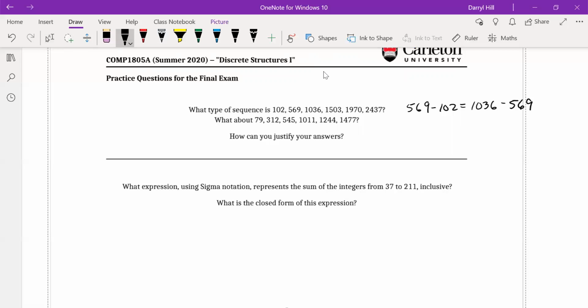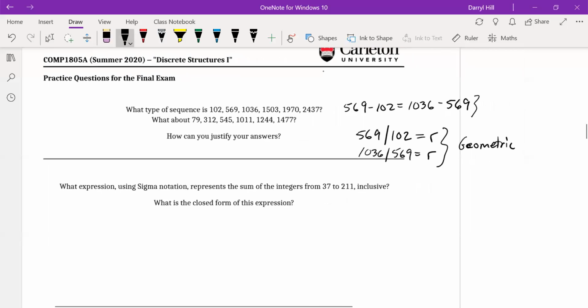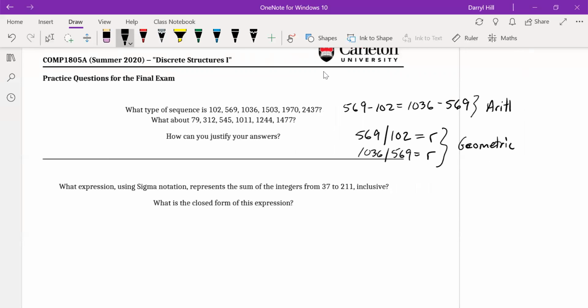On the other hand, I could say 569 divided by 102. If it's geometric, then this should give me my common ratio. That should also be equal to 1036 divided by 569 equals r. And this means it's geometric, if that's true. And if not, it's not geometric. And this means arithmetic.